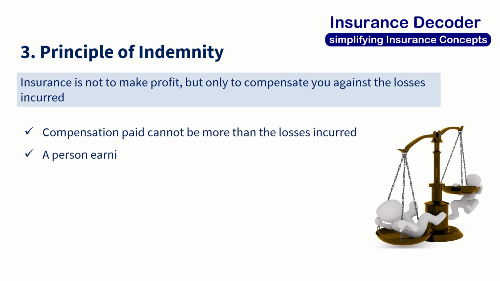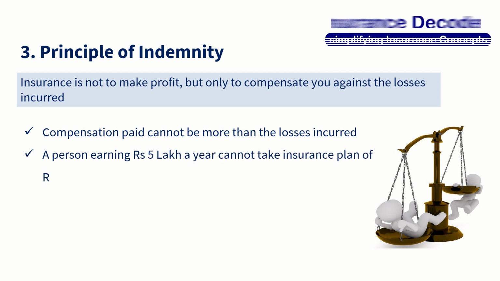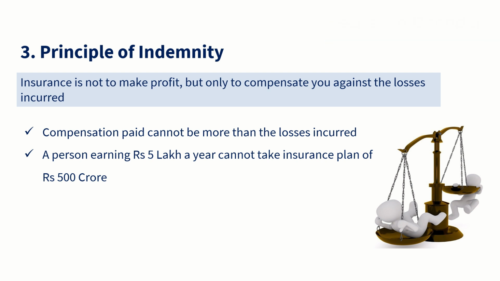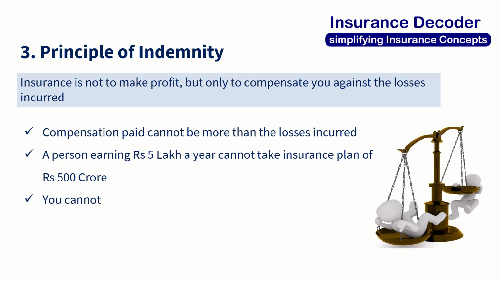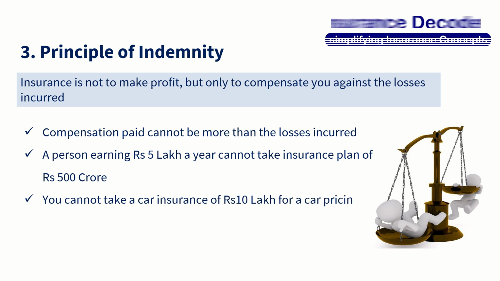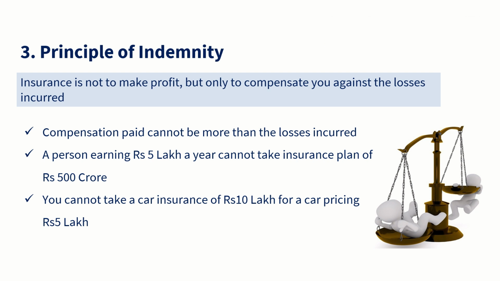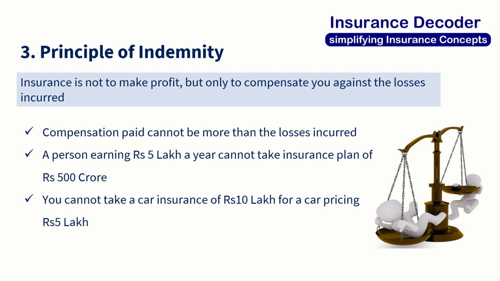So a person earning rupees 5 lakh a year cannot take an insurance plan of rupees 500 crores. Or you cannot take car insurance of rupees 10 lakh for a car priced at 5 lakh rupees. This is the reason insurance companies do not provide term insurance to an unemployed person or a housewife or a student.